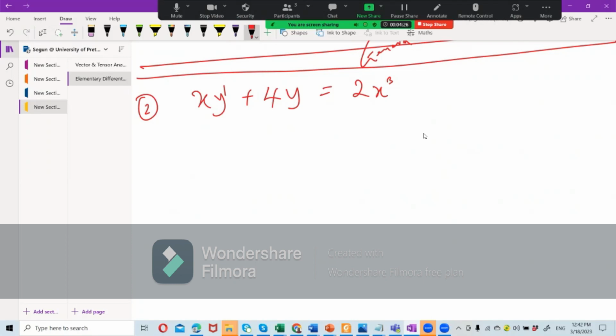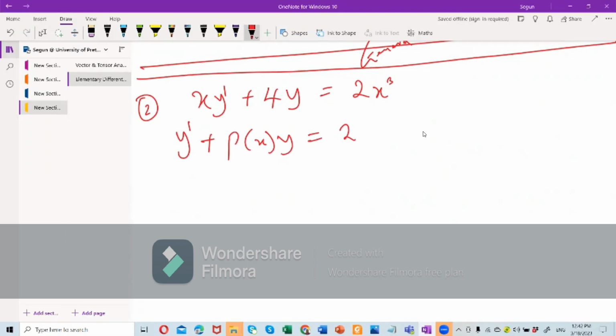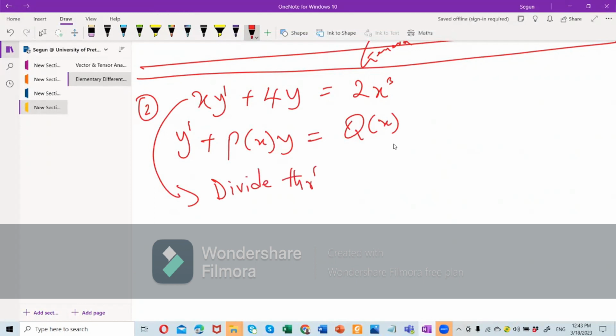So what you need to do is, don't forget our general equation. Our general equation says y prime plus p of x times y equals q of x. So if that's the general equation, then for us to solve this one, we divide through by x, because the y must be standing alone according to this.